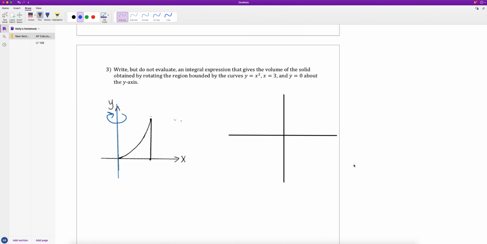So we have the same type of setup. Write but do not evaluate an integral expression that gives the volume of the solid obtained by rotating the region bounded by y equals x squared, our favorite curve of the day, x equals 3, and y equals 0 about the y-axis this time. So let's do what we've been doing. Let's label everything. The first thing I have right here is y equals x squared. The next graph that they talked about was x equals 3, which is this vertical line over here. I also have y equals 0, which is this guy down here.